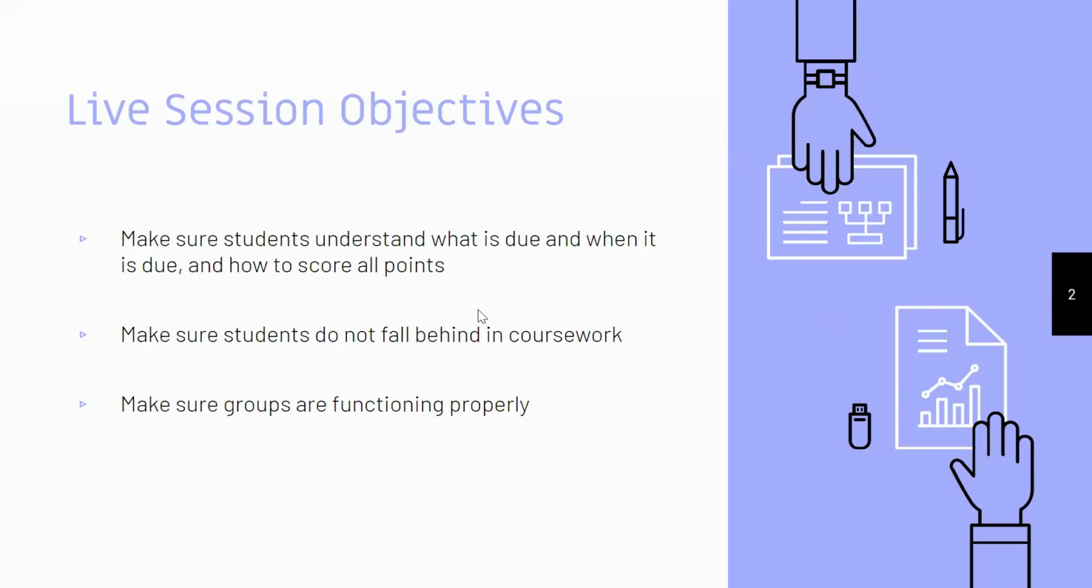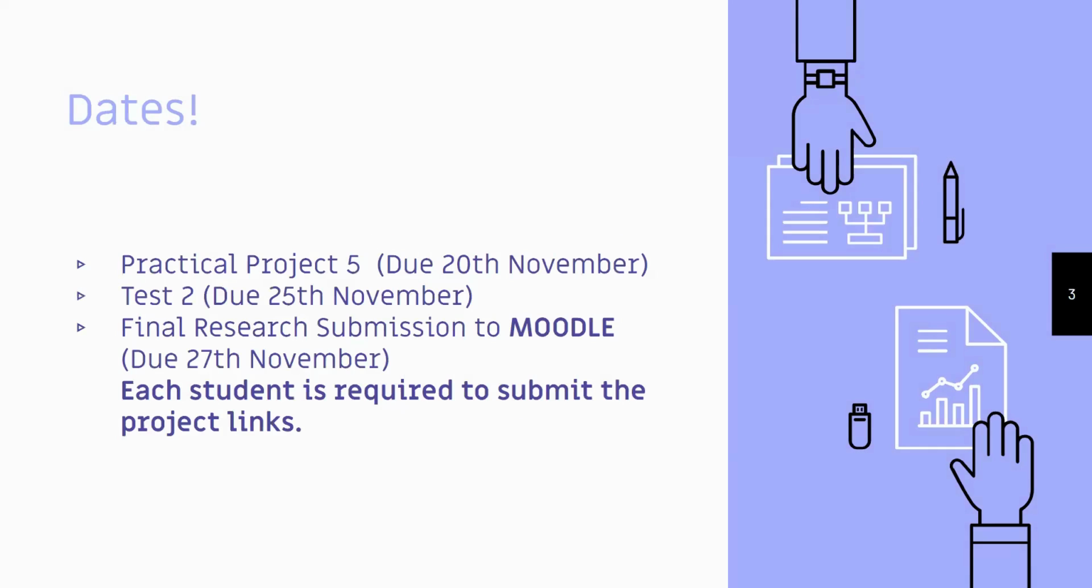All right, so the live session objectives involve the following. It's to ensure that you understand what's due, when it's due, and how to score all your points to ensure that you don't fall behind in your coursework and to ensure that we have proper functioning groups. What is due? So upcoming, we have practical project number 5 due on the 20th of November. Followed by test number 2, you have between now and the 25th of November to get that done.